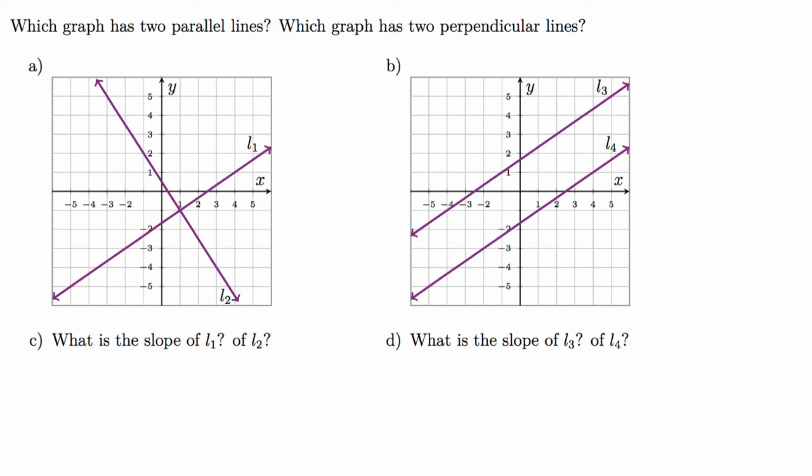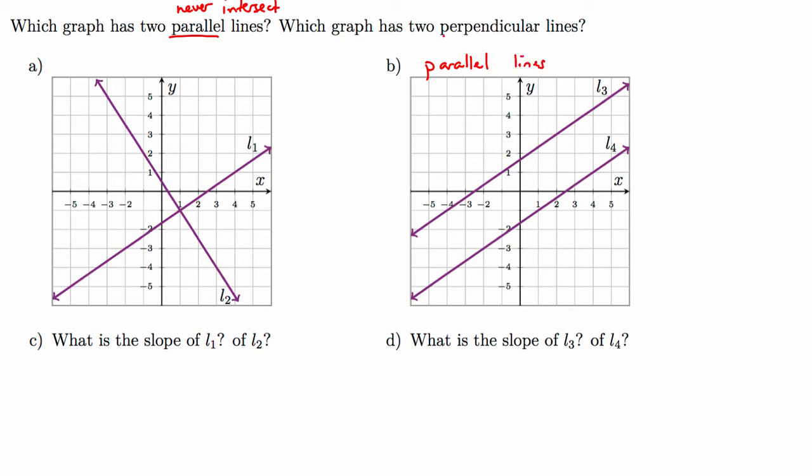Which graph has two parallel lines, and which graph has two perpendicular lines? Parallel lines are lines that never intersect. So in answering that question, I look at the two graphs in both A and B, and look for the lines that don't intersect. They run parallel to each other. They run side by side, never getting closer, never getting farther apart. And I can see in part B that part B has the parallel lines.